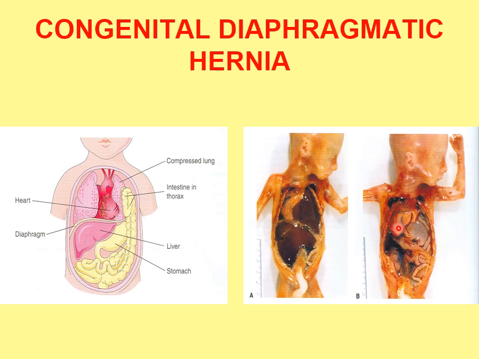Now you can see again in this case the heart, and the stomach and most of the large intestine present here in the thoracic region. So that is a very life-threatening condition, which is this congenital diaphragmatic hernia.